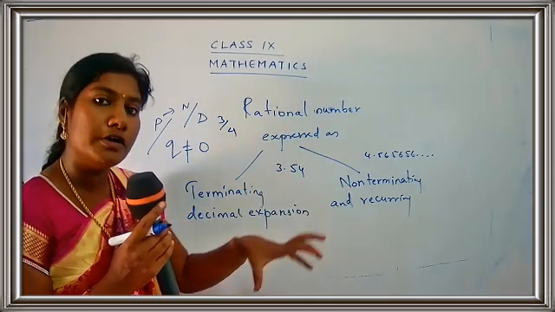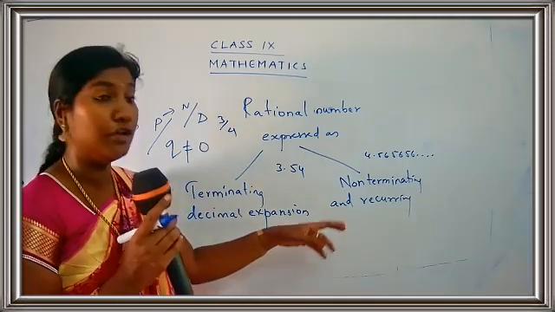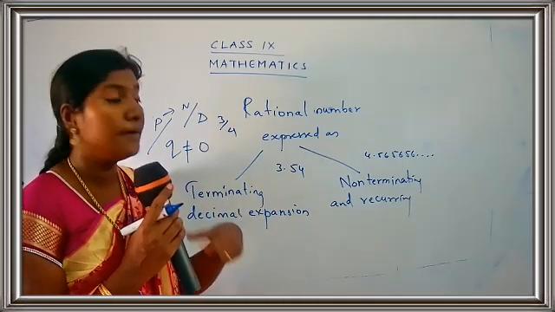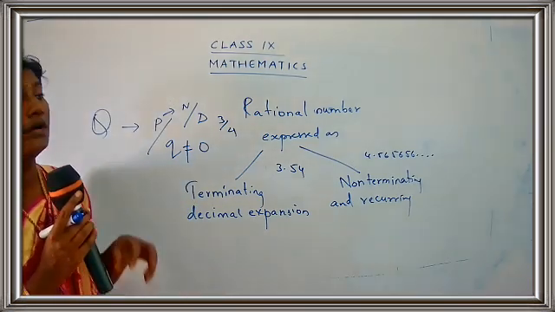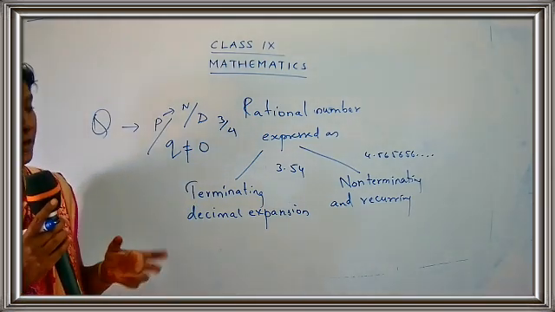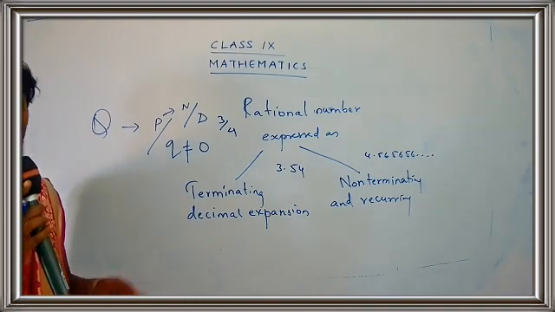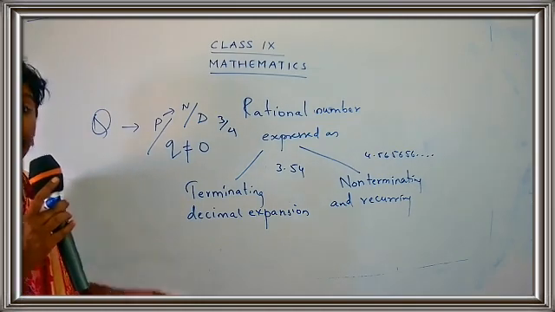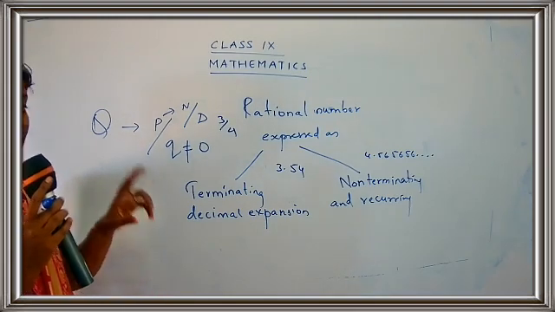Why do you call it non-terminating? Because it's not going to stop. It's going on. And why do you call it recurring? Because the number goes on repeating. So what are the two ways of expressing a rational number? You have a terminating decimal expansion, and also you have a non-terminating and recurring decimal expansion. So we have just seen two ways.